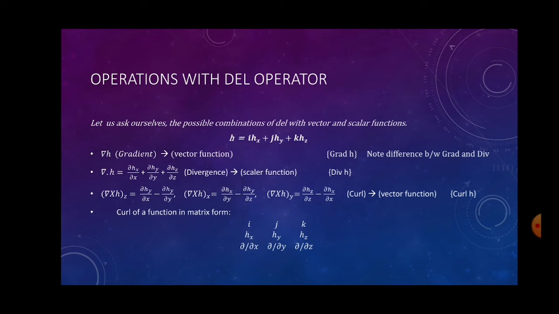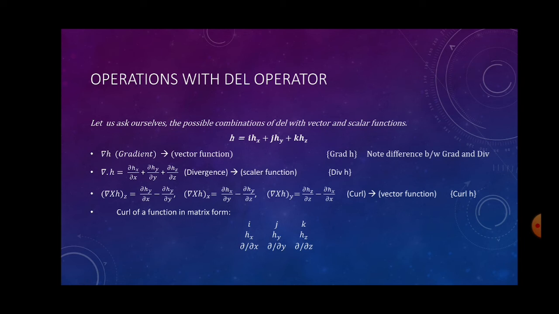Del cross h is known as curl. A curl of a function can be represented as a matrix which, when solved, results in a solution in three-dimensional space. It is operated over a vector function to give us a vectorial function. Del dot h equals del hx upon del x plus del hy upon del y plus del hz upon del z. The divergence operates over a vector function and obtains a scalar function as a solution.